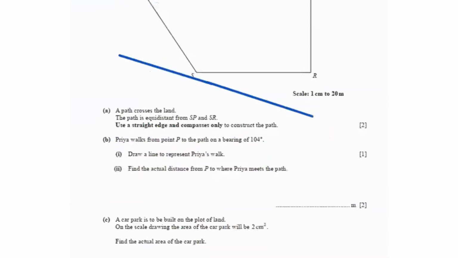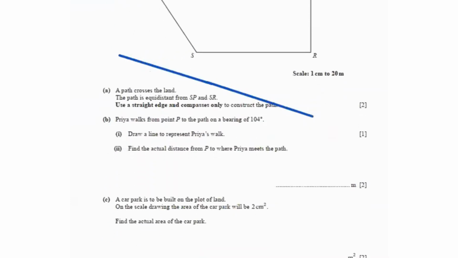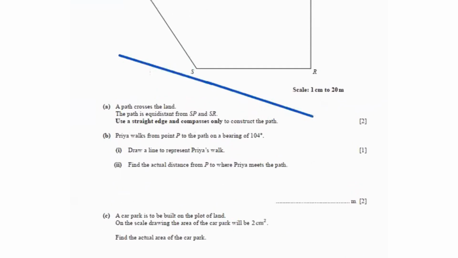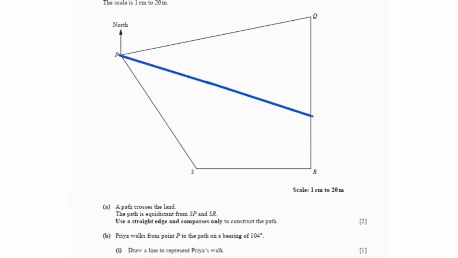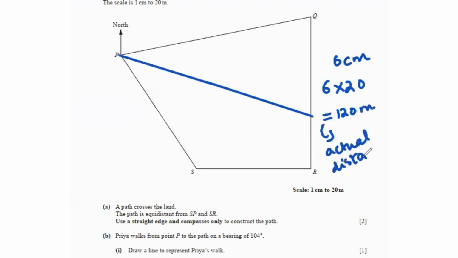And next they want us to find the actual distance from P to where Priya meets the path. So what you will do is measure this distance, and whatever the value is in centimeters, you will multiply that by 20. So let's say if this value is like 6 centimeters, I'm assuming, you will do 6 times 20, which will be 120 meters. So that will be the actual distance that Priya has covered. Once again, this is a value that I'm assuming. Once you make your line and measure it, you'll have the correct value.